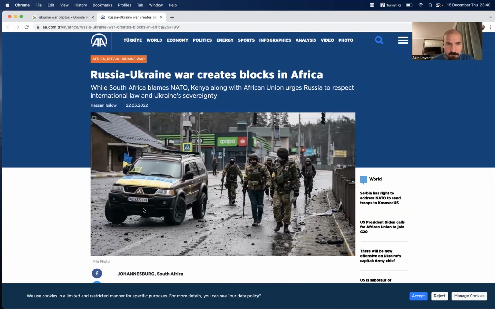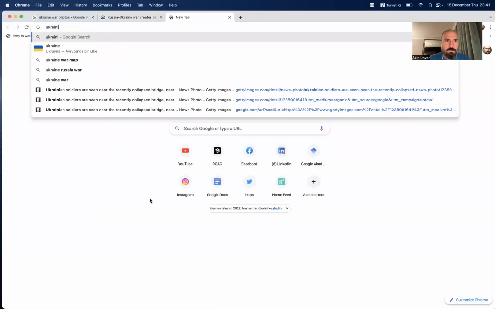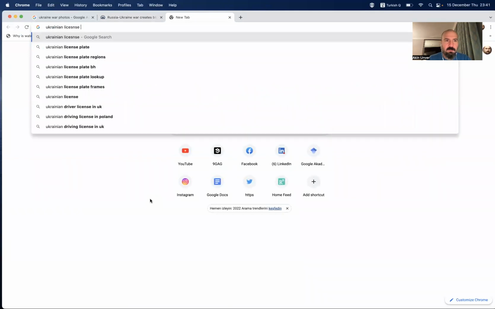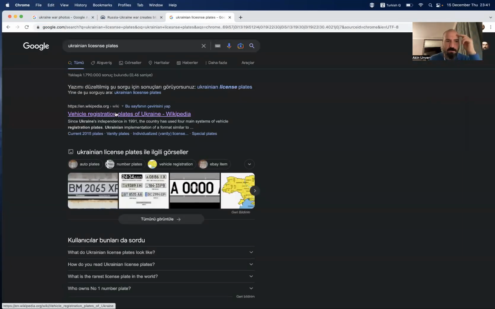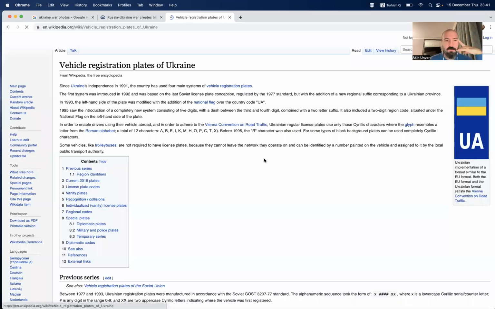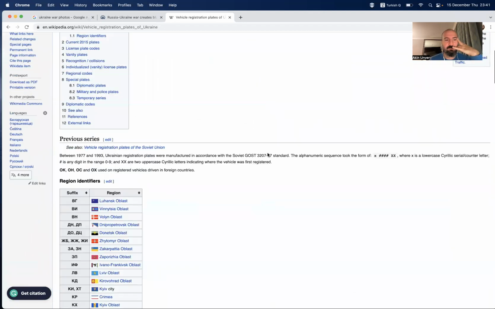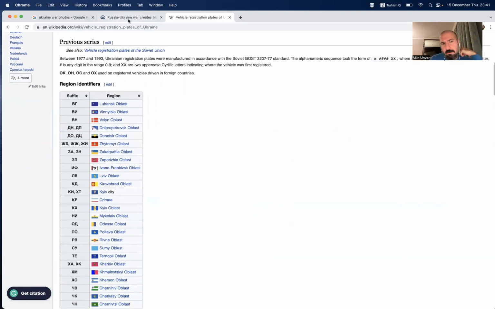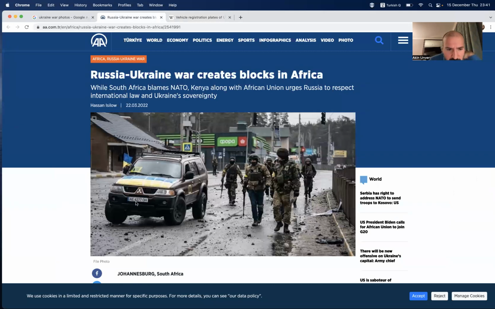The car plate, when you look at it, is actually Ukrainian. How I understand this is that you can search for Ukrainian license plates. When you go to Wikipedia, you can look up vehicle registration plates of Ukraine. Let's see what this car is. So AE something something OH. Let's see what AE stands for. Let's see if we can find the first two letters.